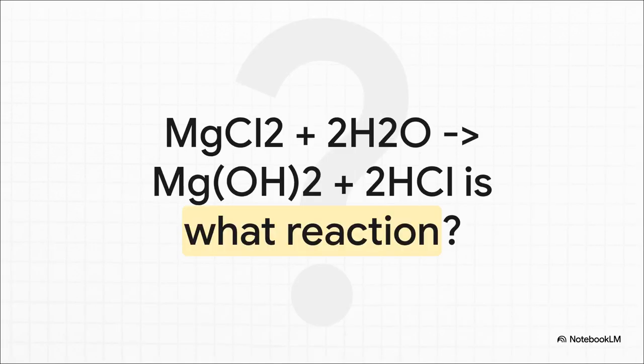We've got magnesium chloride reacting with water, which produces magnesium hydroxide and hydrochloric acid. The question asks, what type of reaction is this? Is it A, hydrolysis, B, ionization, C, neutralization, or D, hydration? Now, I know these all sound kind of similar, but don't sweat it. We're going to break this down so it's crystal clear.